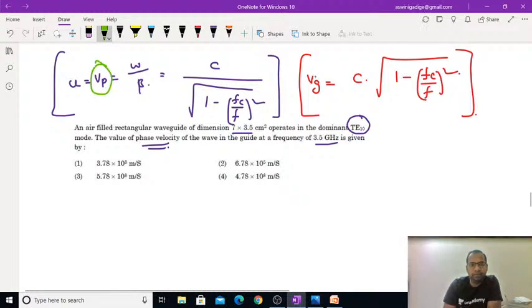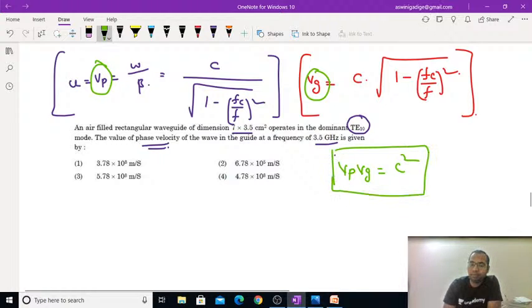Multiplication of phase velocity and the group velocity, that means Vp and Vg is equal to C square. It is also one of the most important bits, guys, as per our UGC NET exam. Okay, fine. So now we will find out the phase velocity. As per the given data, this formula will not be applicable. You have to take this formula.